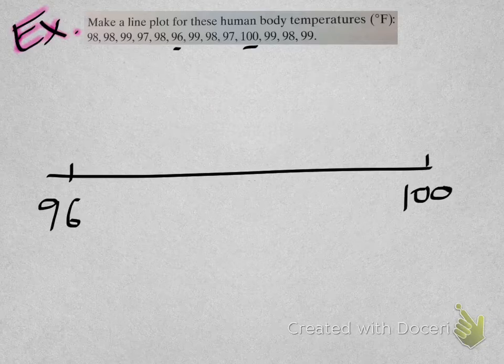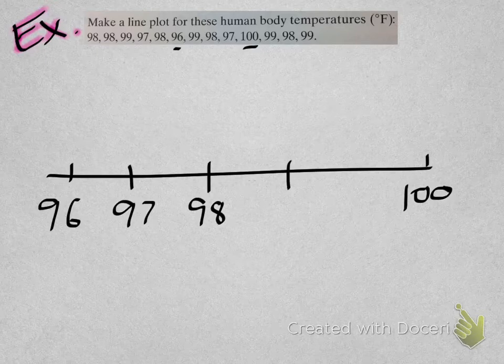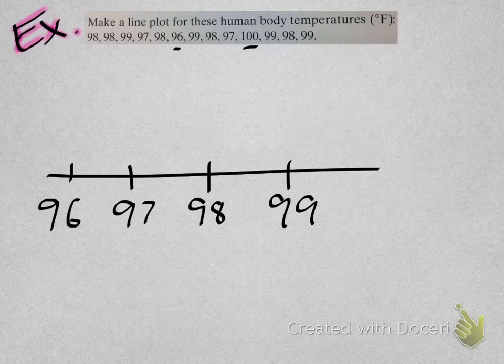So I'm going to go to 97, then 98, 99, and then I have 100. 100 is kind of far out there, so I'm going to kind of move it back in. There we go. 100. Alright, now I'm going to put an X every time I see that number.